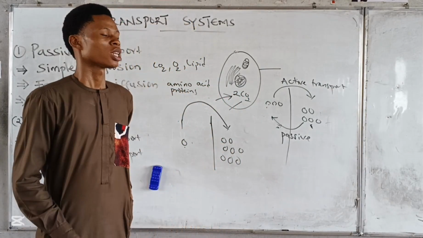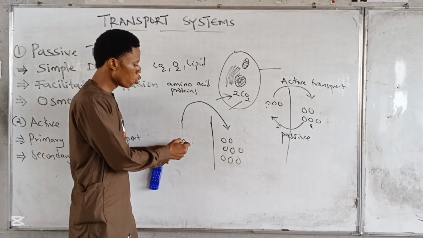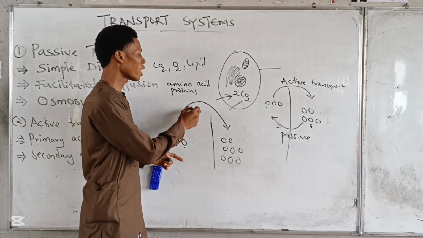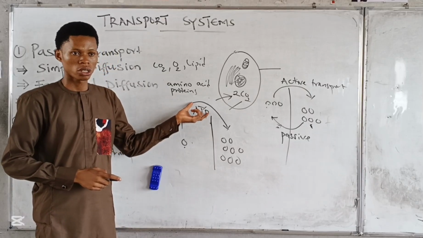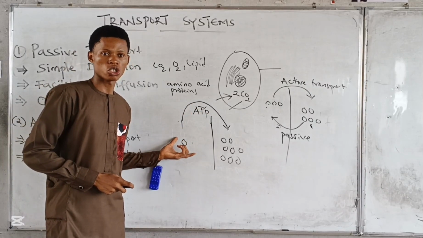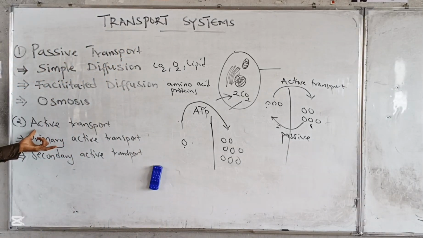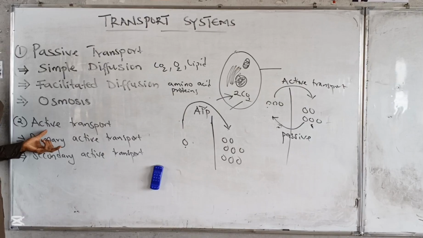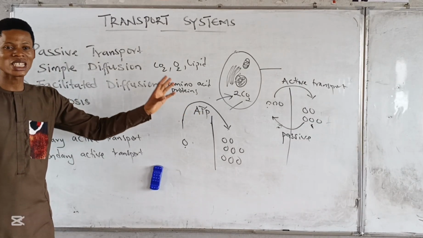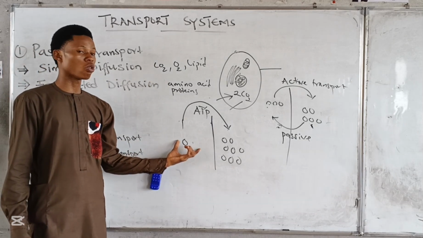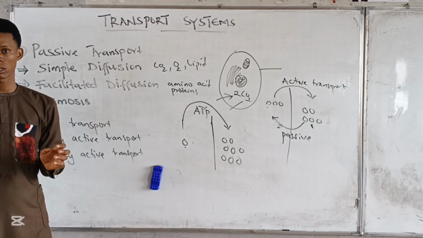Adenosine triphosphate. Good. Now, if the energy we are using to transport this molecule from low concentration to high concentration is directly from ATP, we are breaking down ATP directly to get our energy to transport this molecule from low concentration to high concentration. That type of active transport is called what? Primary active transport. So note that in primary active transport, our source of energy is directly what? ATP. So we are using ATP directly to transport this molecule from low concentration to high concentration. Do you understand that? Yes.